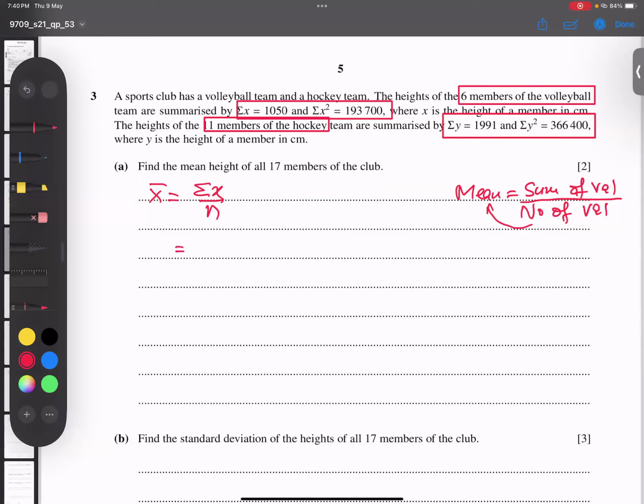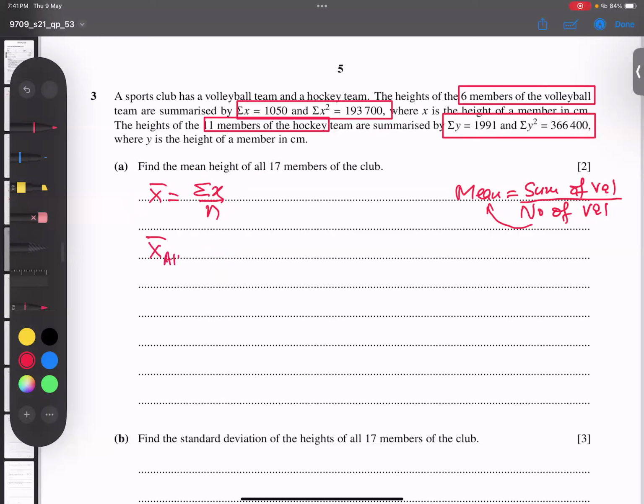I'm writing here. And the number of players is 6. So this is the mean of these 6 players. Okay. I just gave an example, but we do not need to use this formula here because we need the mean of all 17 people together. This is not for these 6 members. So let's talk about all members.